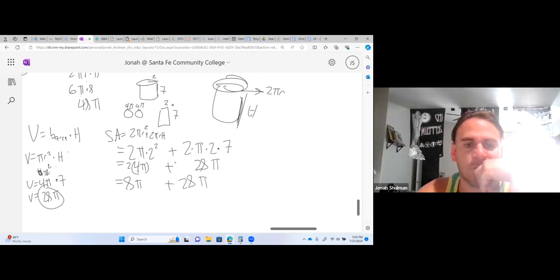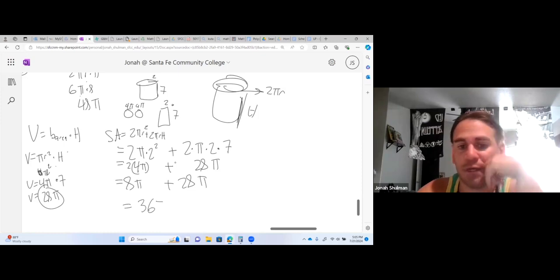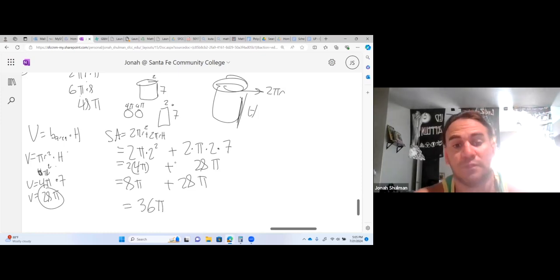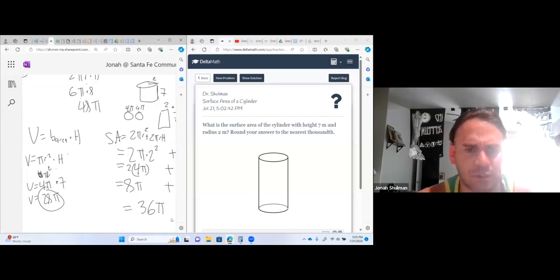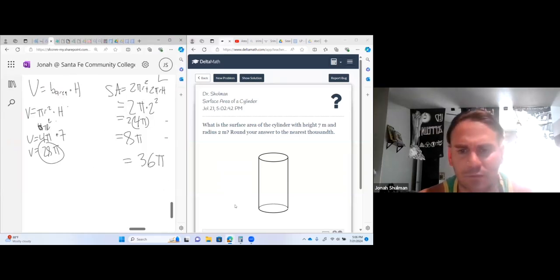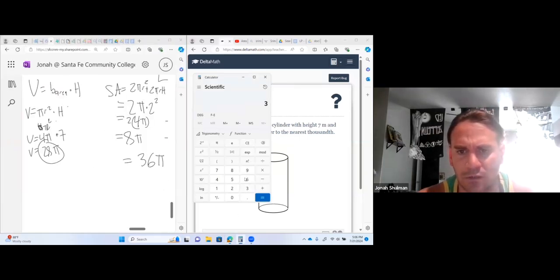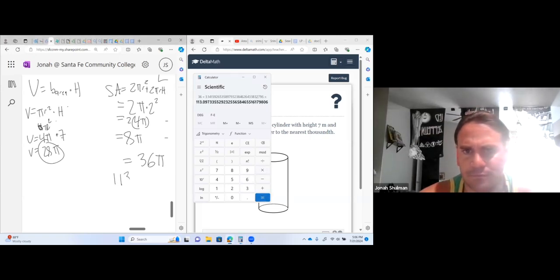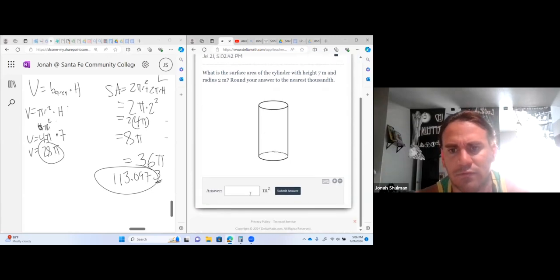So I have 8 plus 28 should be 36 pi. And if I get it wrong, guess what? We'll do it again. But that's what I got. 36 pi is the answer for this one that they wanted. There's the volume, there's the surface area. 36 times pi, I got 113.097. Let's see if that's right.